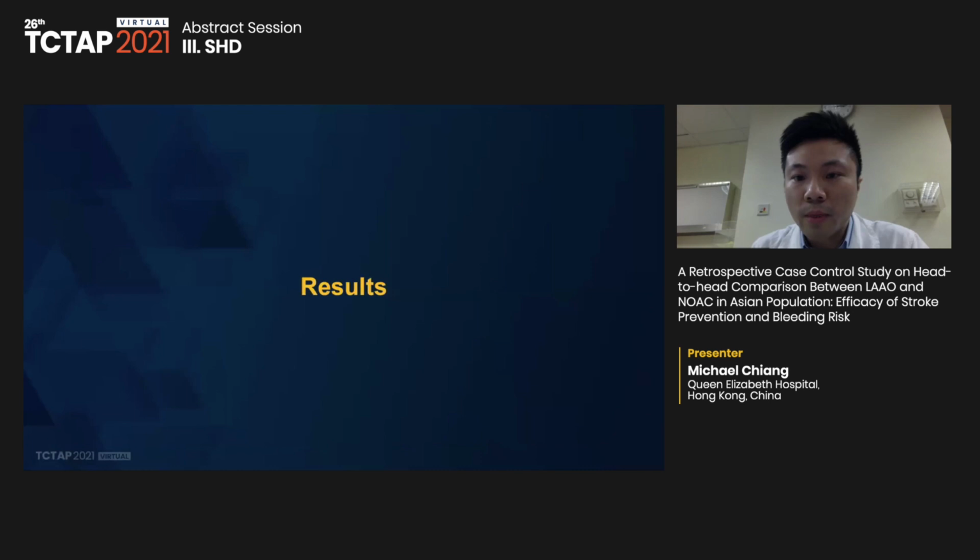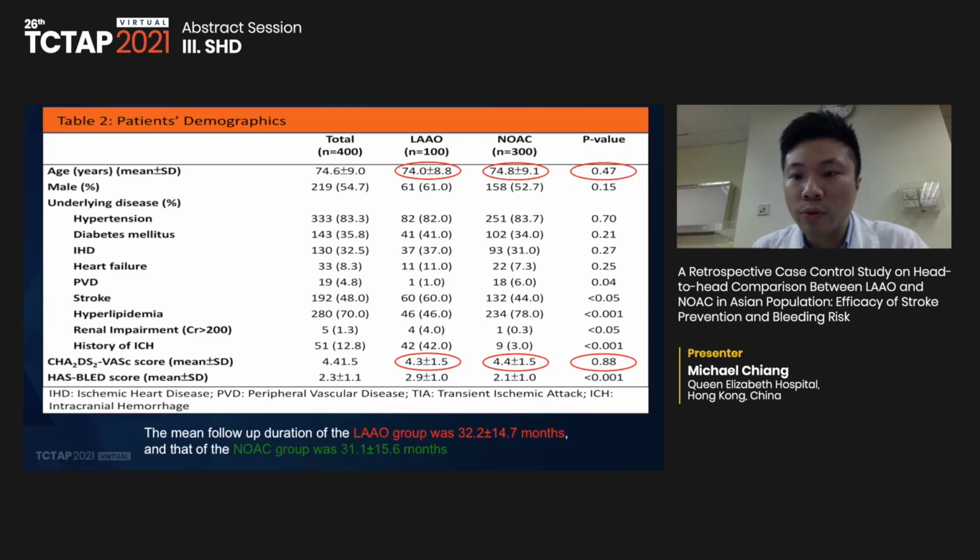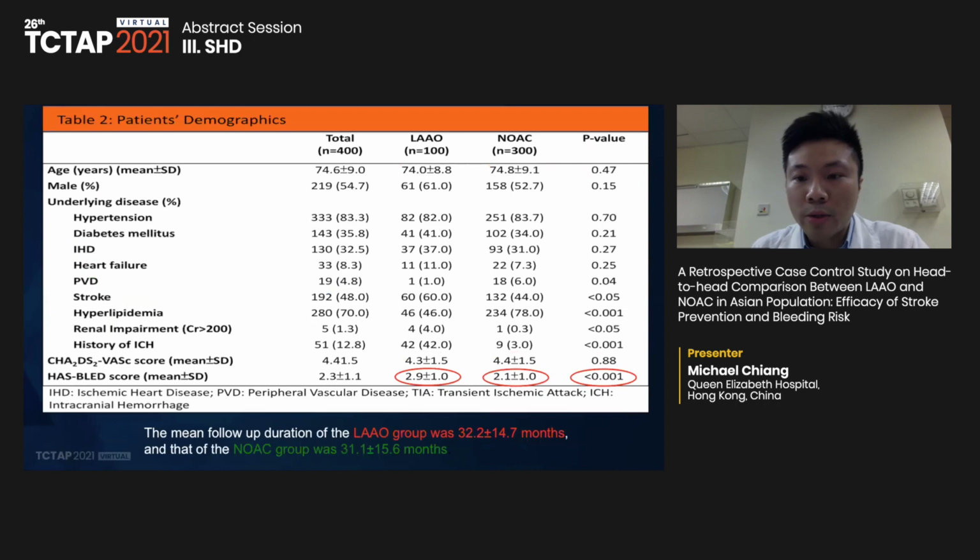So what are the results? This is the baseline characteristics of the 2 groups. As you can see, there's no significant difference in the CHA2DS2-VASc score, follow-up duration, and the age. However, despite the best effort to match, the HAS-BLED score still remains higher for the LAAO group. As from the guideline, LAAO is still reserved as an alternative for these very high bleeding risk patients.